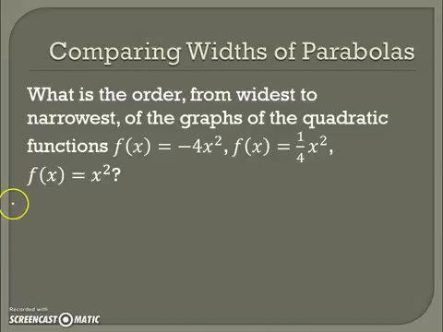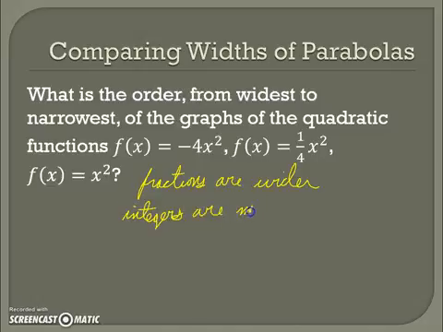What is the order from widest to narrowest of the graphs of the quadratic functions? The absolute value of the a value is going to determine how wide a parabola is going to be. Fractions are wider. And then integers are more narrow. And the way this works is the smaller the absolute value of this number, the wider it's going to be. The greater the absolute value of the a value, the more narrow it's going to be.